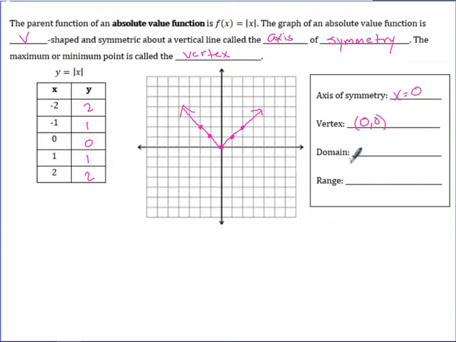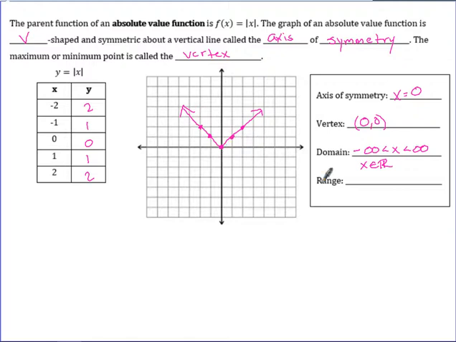Alright, my domain, this graph goes left forever and right forever, so it is all real numbers. Again, there are two ways to write that, so I can say that x has to be between negative infinity and positive infinity, or I can say x is an element of the real numbers. Either one of those is the same thing.